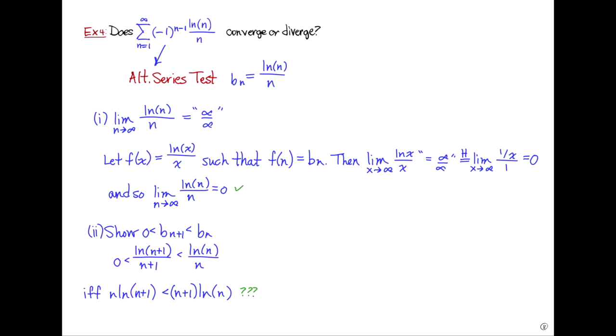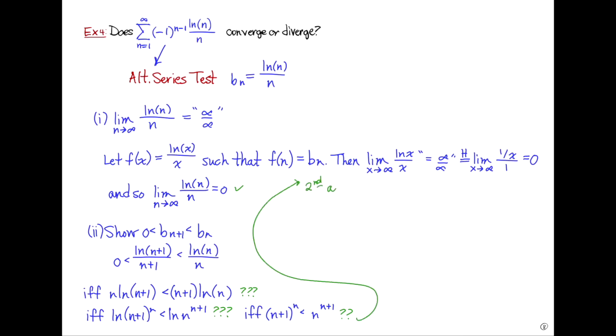Maybe if we used our natural log rules, we could rewrite this as the natural log of (n+1)^n less than the natural log of n^(n+1). Still not sure if that's true. We could keep trying to simplify and say that this is true if and only if (n+1)^n is less than n^(n+1). And again, it's just not obvious. We're not getting anywhere with this approach. So let's try something different.